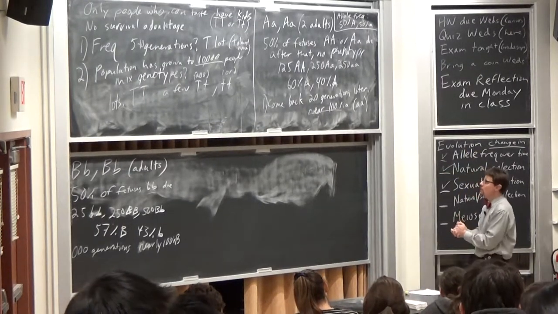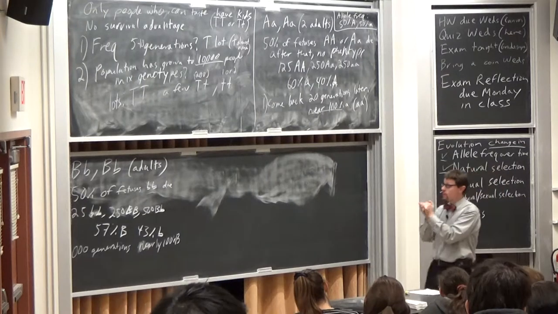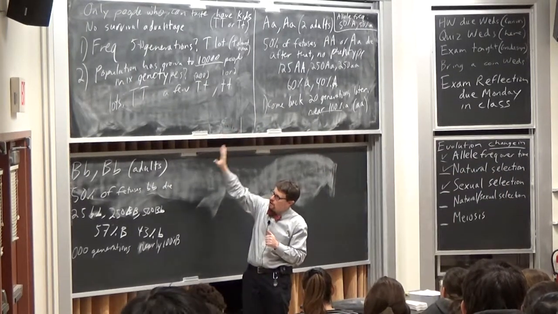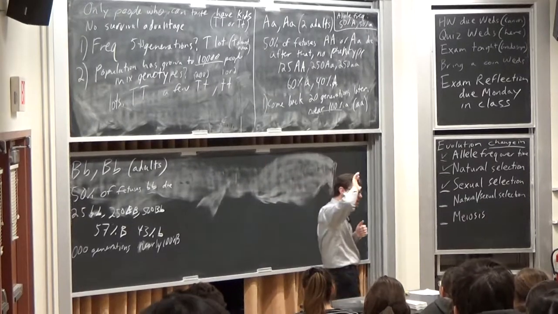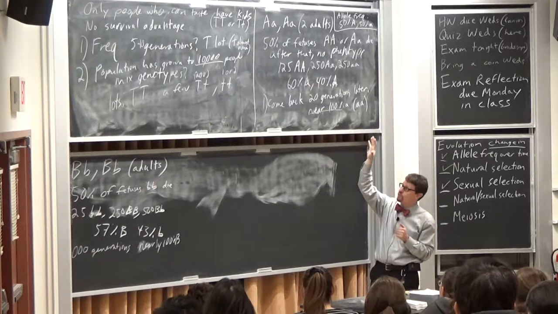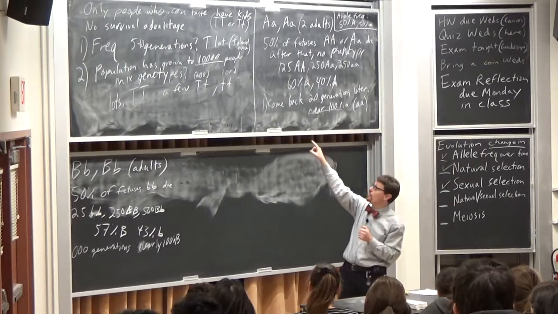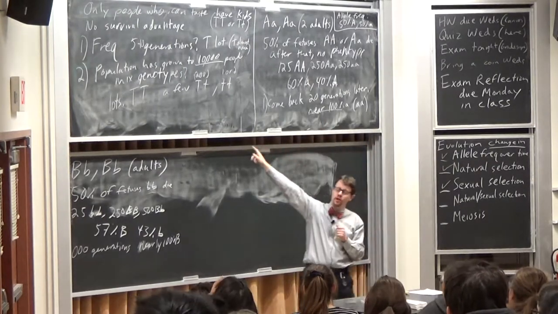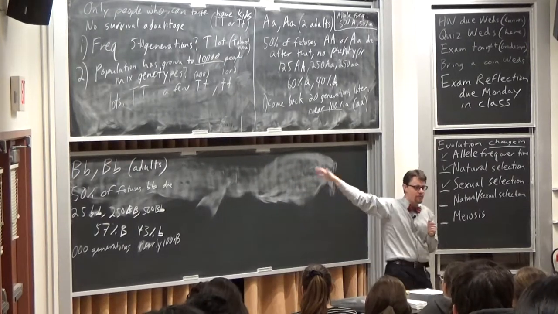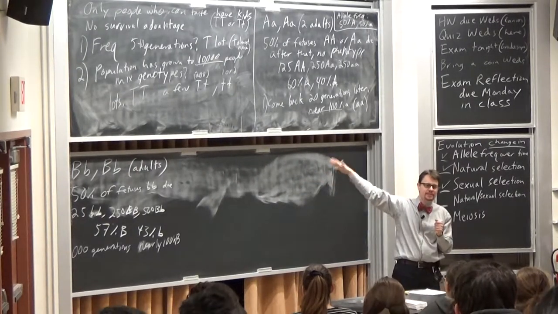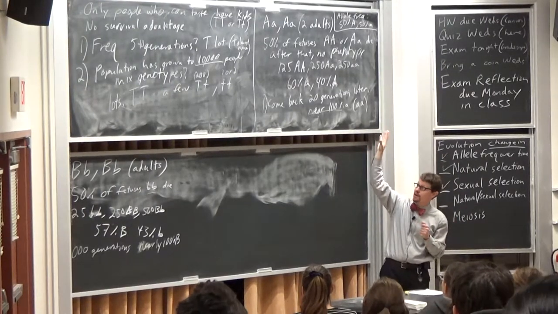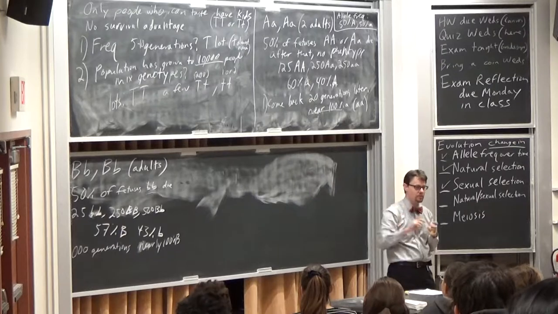Okay, so the next question is, if we look at this situation here and this situation here, which one is going to evolve faster? In both situations, the homozygous recessive are the ones at a disadvantage. But which one's going to evolve faster? So maybe take 10, 20 seconds to talk with your neighbor, and think about which one's going to have faster evolution.